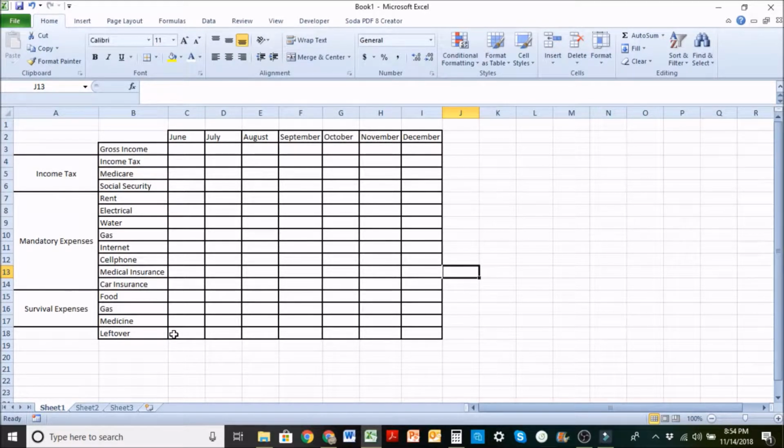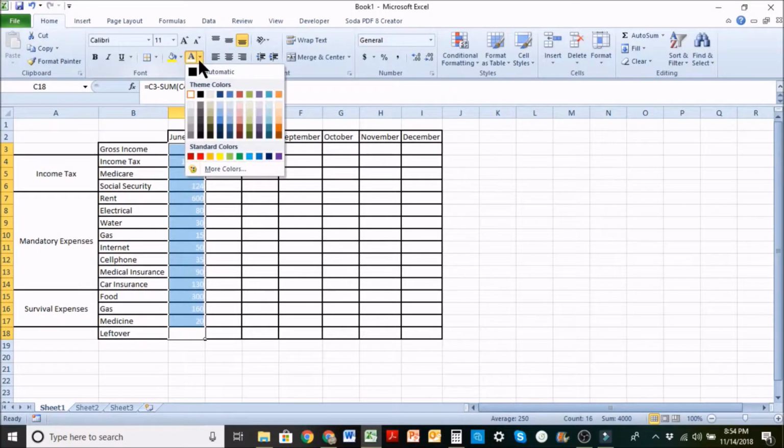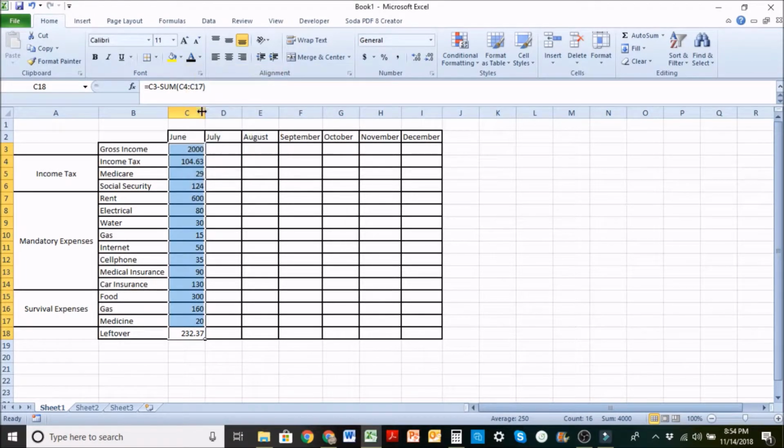So what you're going to do is take, say, for example, the month of June, and write what your gross income was for that month, your income tax, Medicare, Social Security, all your mandatory expenses, your survival expenses, and then you take your gross income and subtract it all to have what's left over. I've already preloaded some numbers on here.